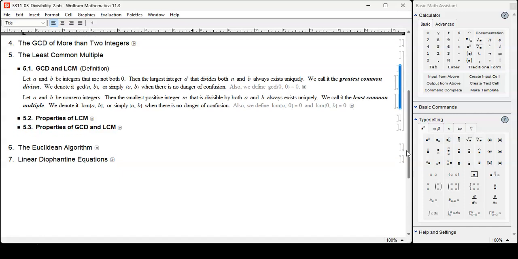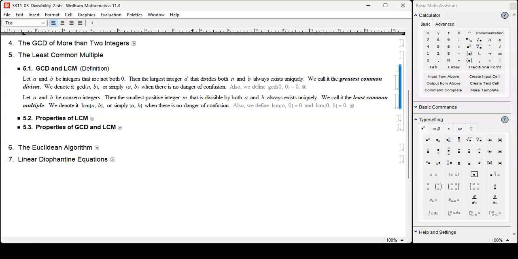Given a pair of integers a and b, not both of them 0, the largest integer that divides both a and b always exists uniquely. We call it the greatest common divisor. And we also proved that it satisfies the linear combination property, Bezout's theorem. That was GCD. Now how about the LCM?